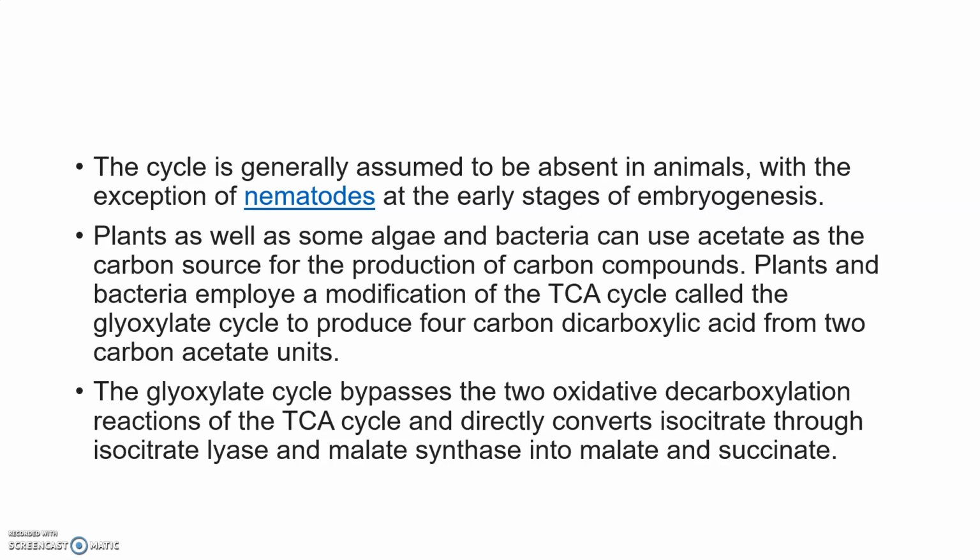The cycle is generally assumed to be absent in animals, with the exception of nematodes at the early stages of embryogenesis. Plants as well as some algae and bacteria can use acetate as the carbon source for the production of carbon compounds. Plants and bacteria employ a modification of the TCA cycle, known as the glyoxylate cycle, and it produces a 4-carbon dicarboxylic acid from 2-carbon acetate units.